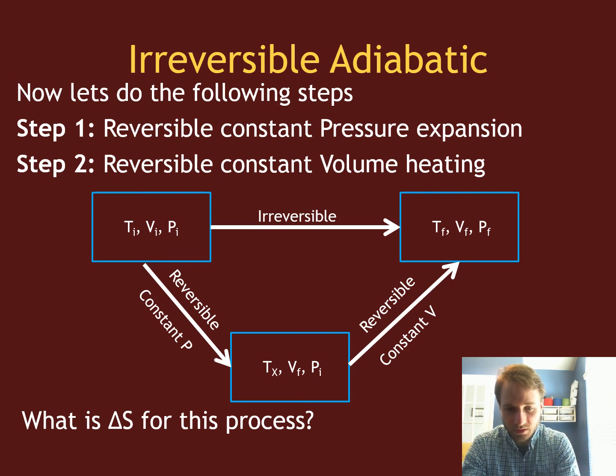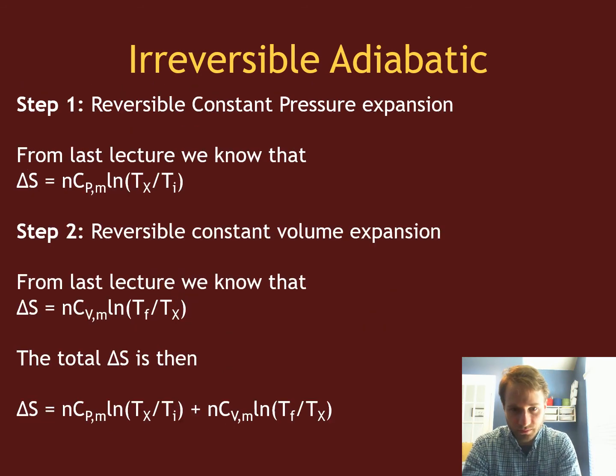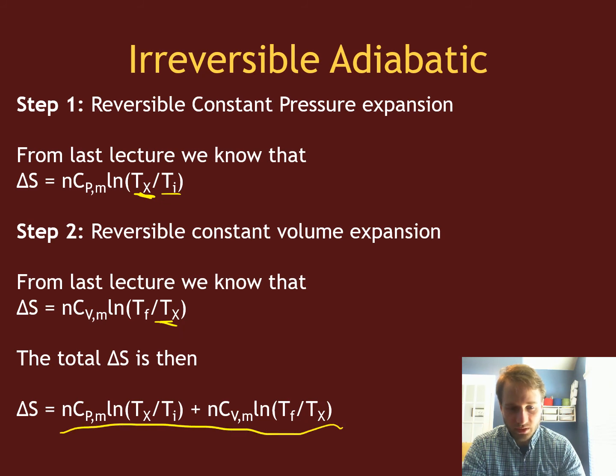Okay. And I could do this exact same thing with doing a reversible constant pressure change and then a reversible constant volume change. Okay. Right, for the reversible constant pressure, my change in entropy is NCP ln of Tx, that intermediate temperature, over Ti. And then a reversible constant volume process is going to be NCVM ln of T final divided by Tx. Okay. So the total entropy change is just the sum of these two quantities.